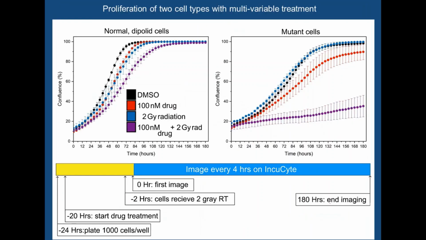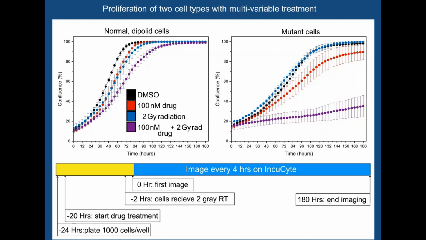And this all comes together when we're looking at multivariable treatment. In this case, we're looking at a drug, at radiation therapy, and then the combination of the two. In this experiment, we're really looking to see whether we get some type of radiosensitizing effect from the treatment of this particular drug. For these types of cancer cells, radiation therapy is considered the standard of care, and so it's important to see how the drug interacts with radiation therapy, comparing normal cells with our mutant cancer cells.